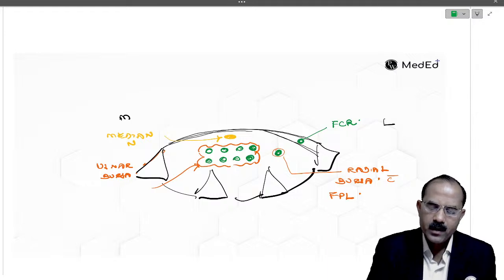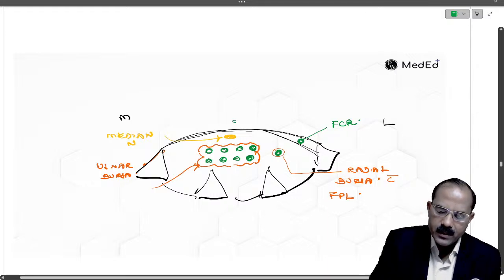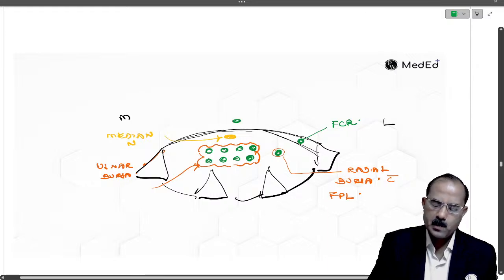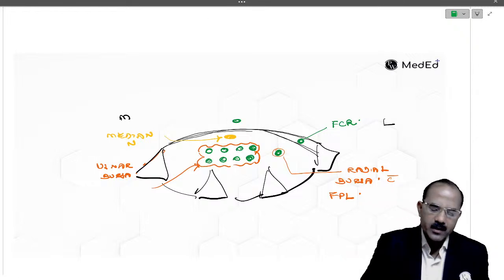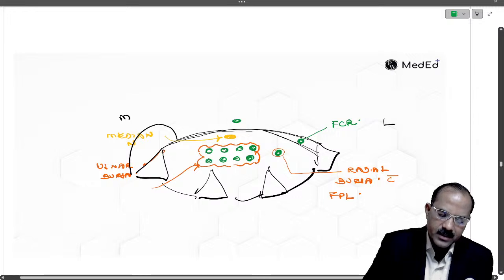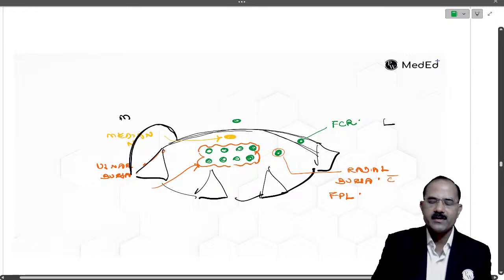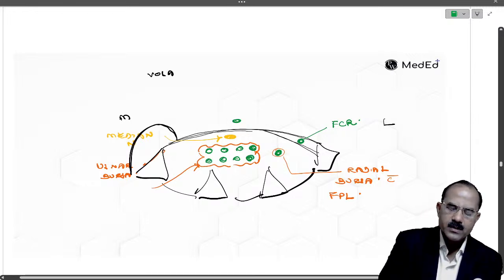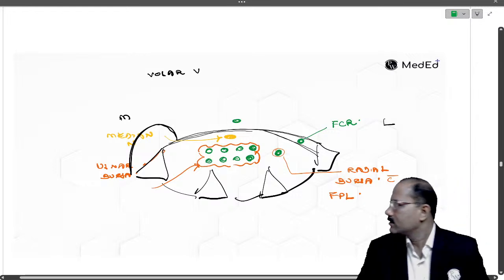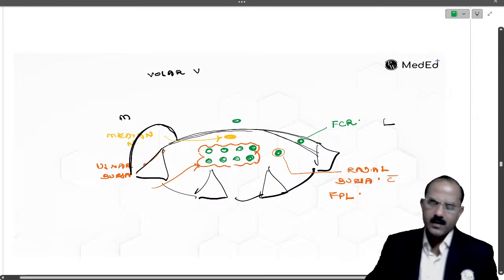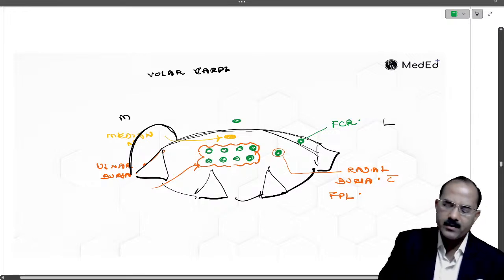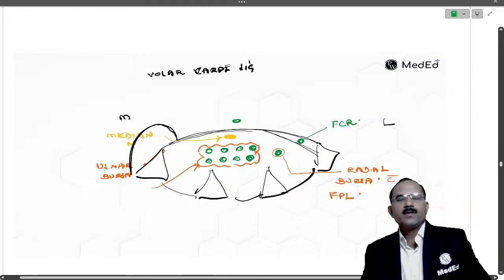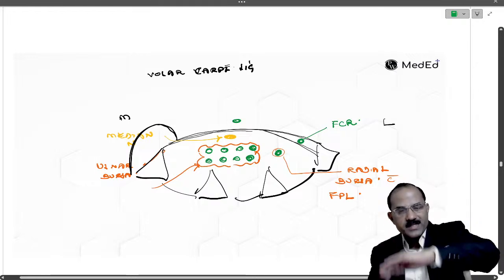Okay, fine. Now look, the flexor retinaculum on the medial side sends an extension. What is this extension known as? This is known as the volar carpal ligament. So on the medial side, the flexor retinaculum sends an extension.